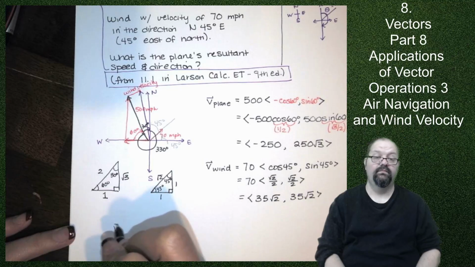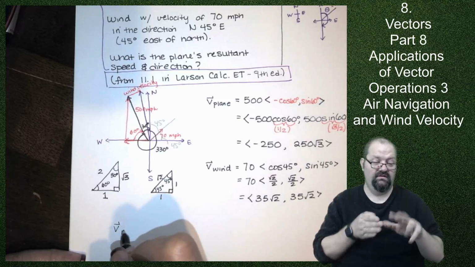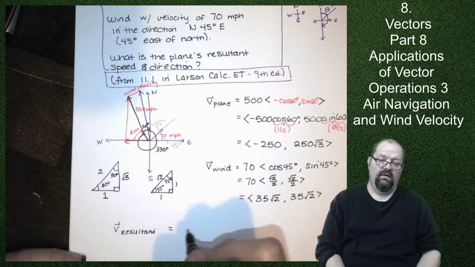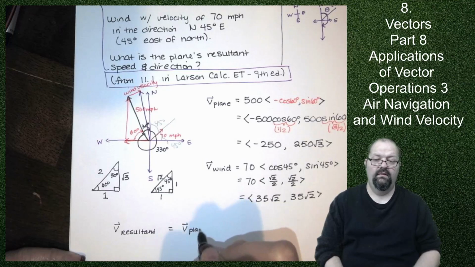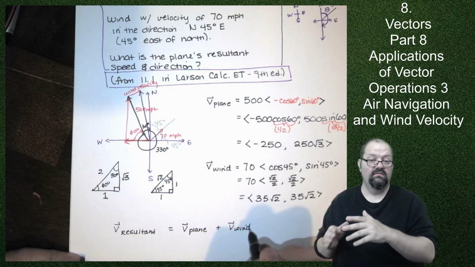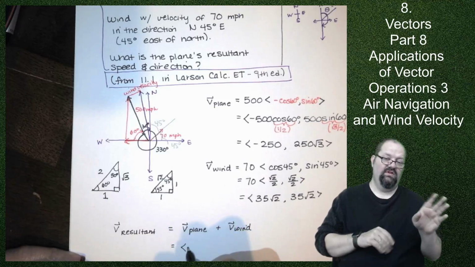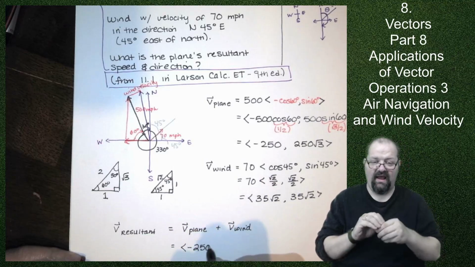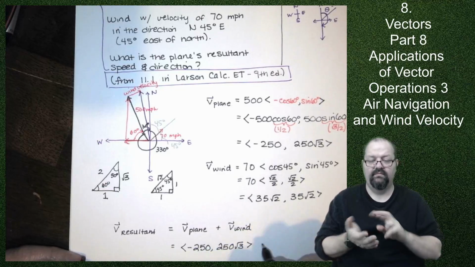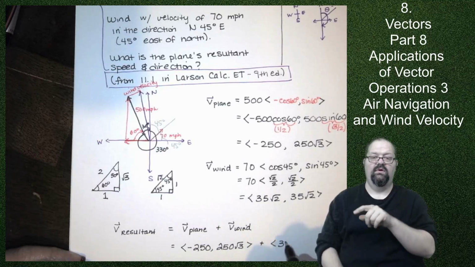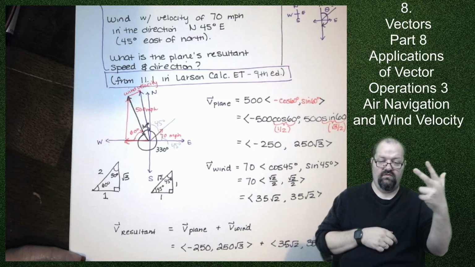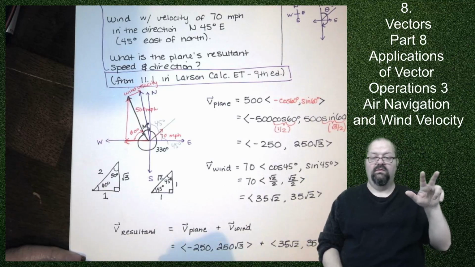So the resultant velocity is the velocity of the plane without the wind plus the wind velocity. And remember how we add component by component. I've got negative 250 and 250 square root of 3 plus 35 root 2 and of course 35 root 2. So it's a 45-degree angle.